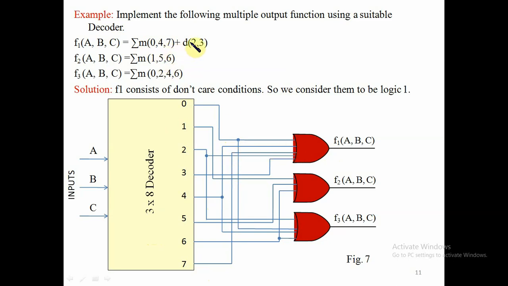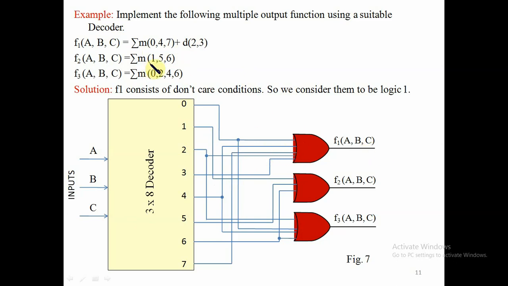But here a plus is also given with don't care conditions 2 and 3. Here is 2 and here is 3. The total possibilities for the first equation are 5, meaning 5 inputs, that is 5 output lines will be connected.